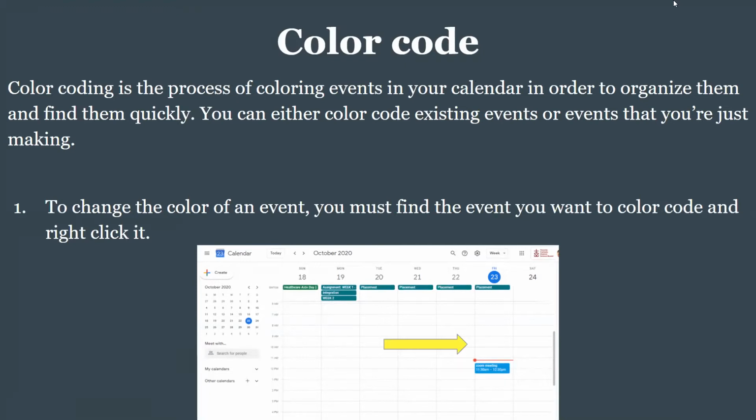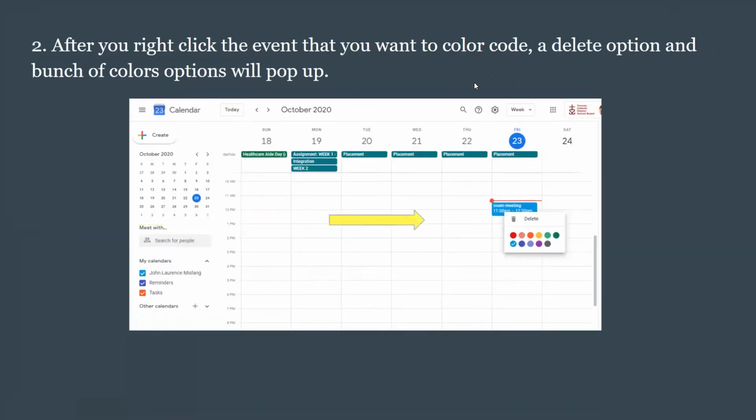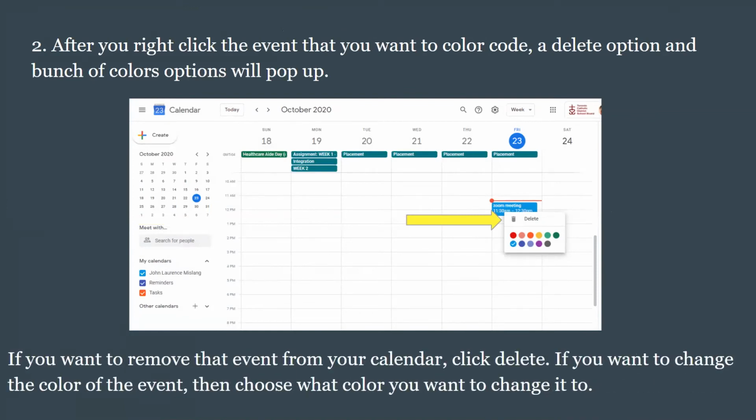You must find the event you want to color code and right-click it. After you right-click the event that you want to color code, a delete option and a bunch of color options will pop up. If you want to remove that event from your calendar, click delete. If you want to change the color of the event, then choose what color you want to change it to.